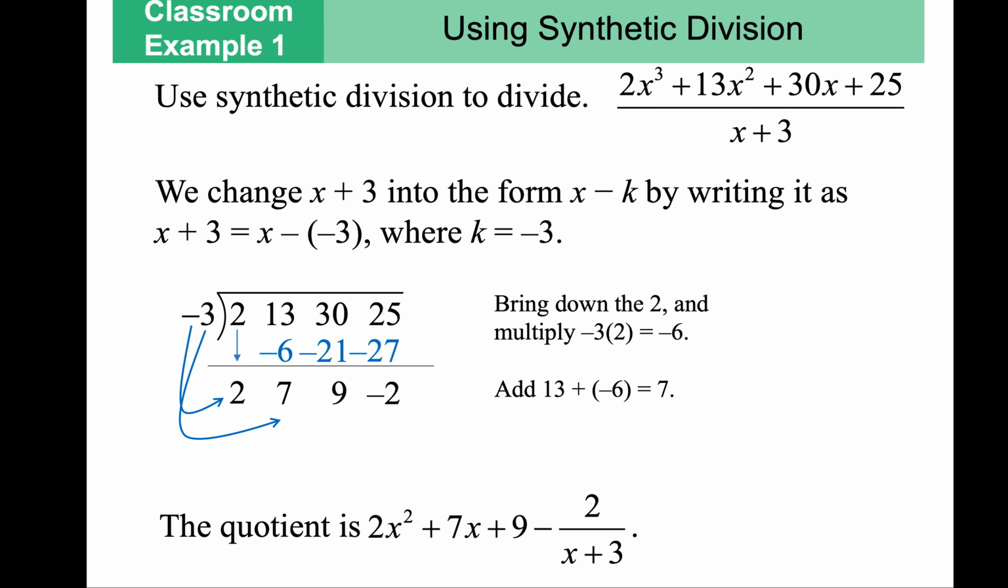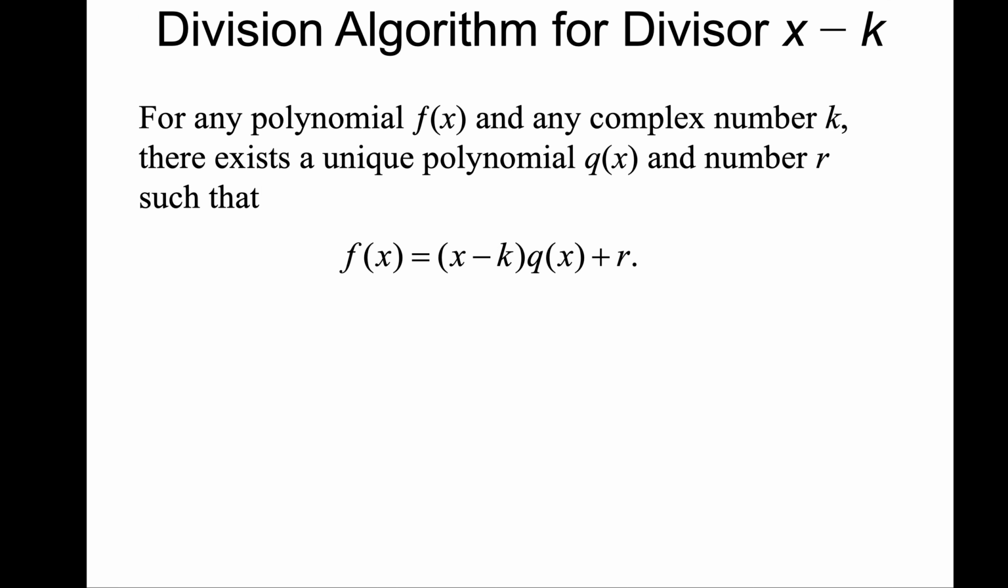I'm going to multiply negative 3 times 9, and I get negative 27, so I get negative 2. So for the division, you take the coefficients and you're taking 1 away from the exponent. So this is 2x squared instead of cubed, plus 7x plus 9, and then we write the remainder as still being divided by that original value. Unless the remainder is 0, at that point you leave it off.